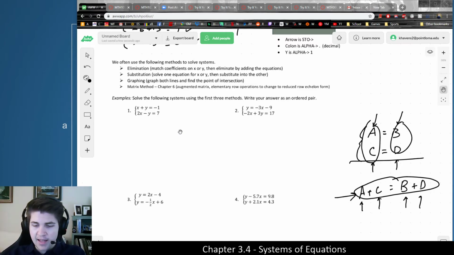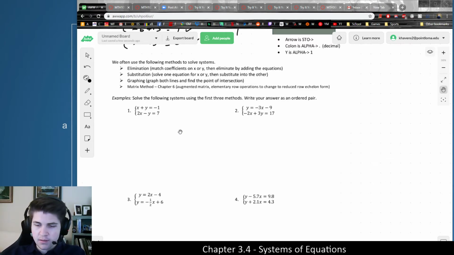So let's apply that to a particular system, like example number 1 from the packet. The first equation says x plus y equals -1, and the second is 2x minus y equals 7. My goal is to figure out what coordinate point (x, y) makes sense in both. If I add them together, I'm going to take the entire left-hand side and, based on the alignment, combine like terms. So x plus 2x makes 3x, and y minus y makes 0.